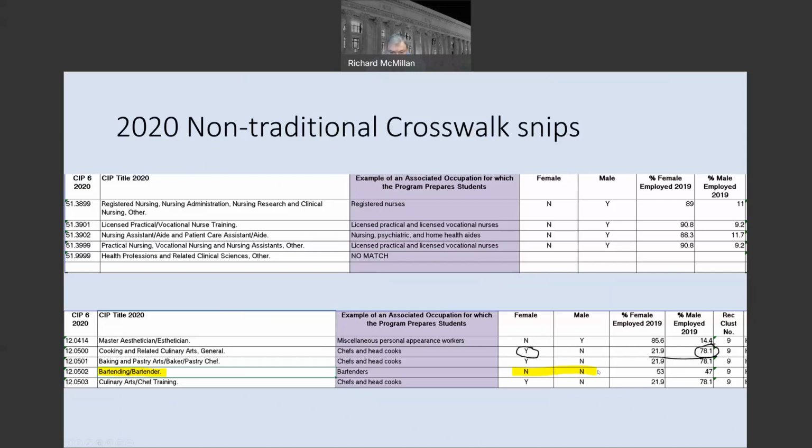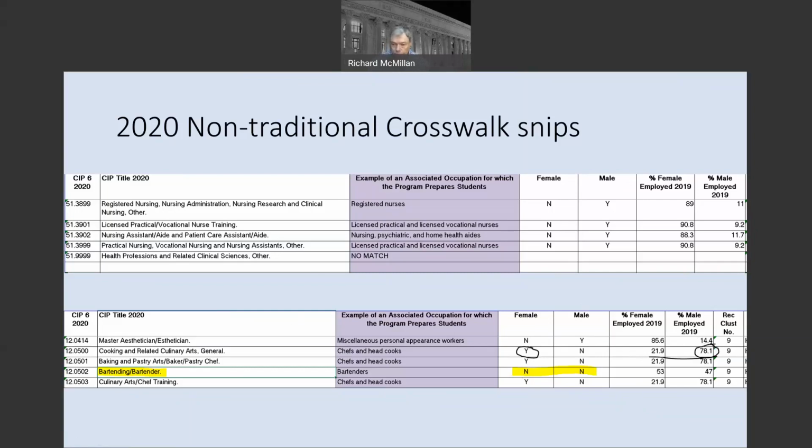Now let's move on down here to a statistician up here at the top, 12.0414. 85% of people in that employment in 2019 were women. So as a result, the males are considered non-traditional. Only 14% of men were in that occupation. Only 14% of the people working in that field. So again, that is how to read this table. We'll move on.